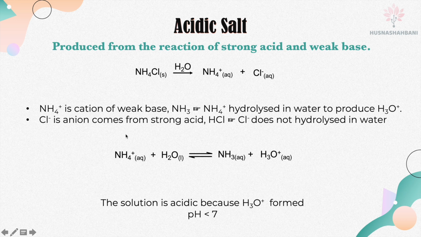So the hydrolysis of NH4 plus will produce NH3 plus H3O plus. There is a production of H3O plus. When H3O plus is produced, the solution is acidic. So the pH value of that solution is less than 7.